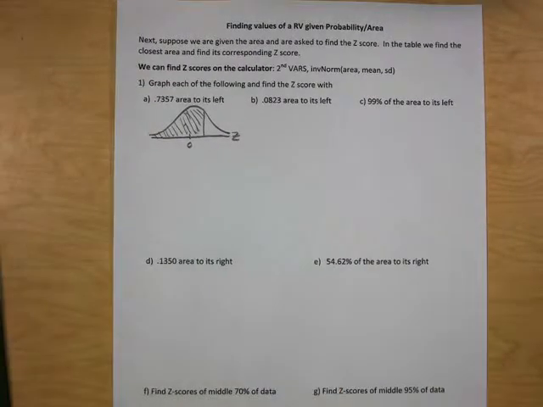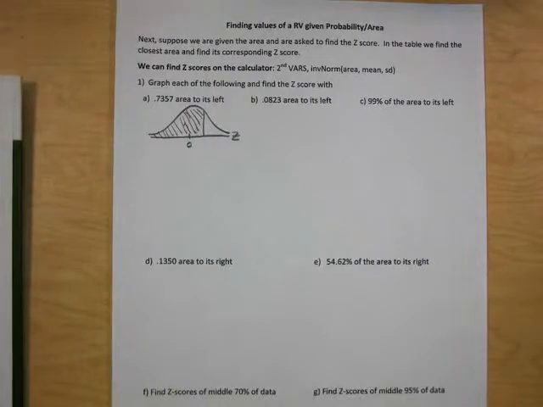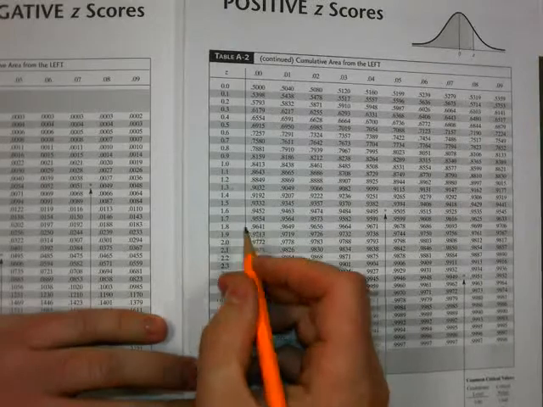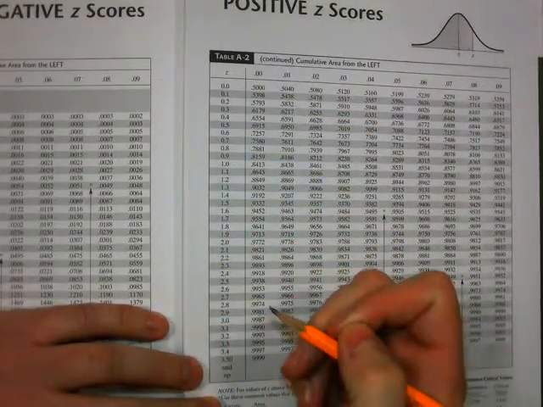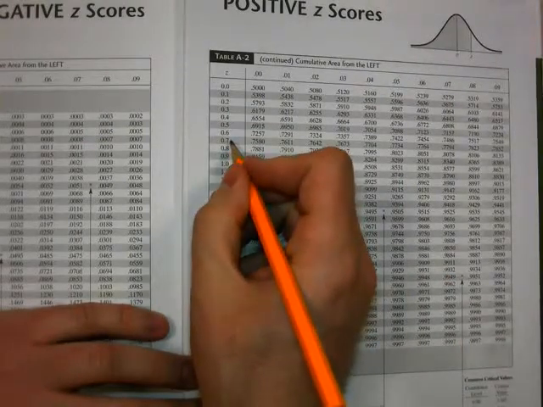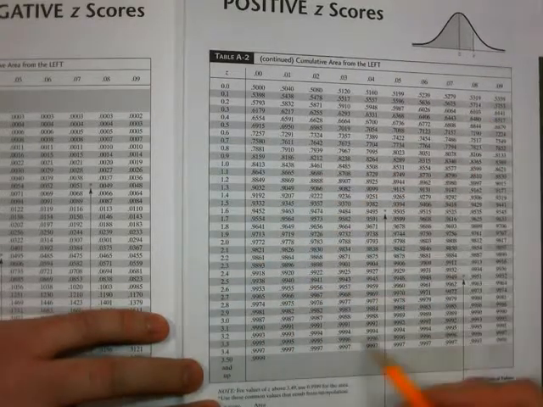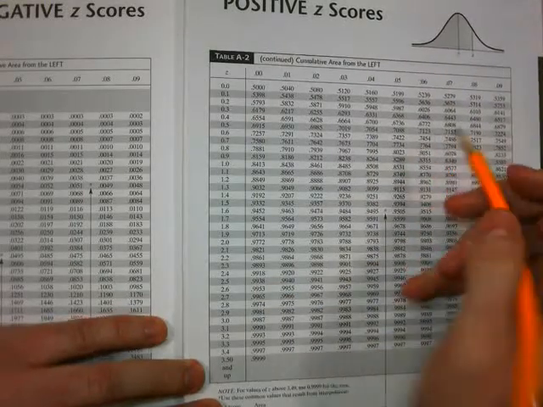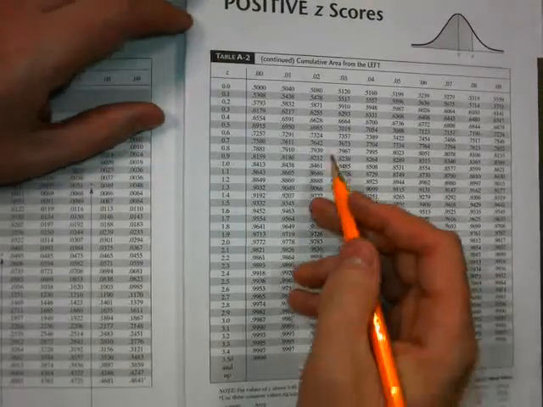So if we have 0.7357 area to its left, we can go to our z-table and find 0.7357. Now, what we don't look for is 0.7357 as a z-score because we're trying to find what z is. We're not going to say 0.73 and do anything with that, because we're given the area, which means we're given the decimal in the body of the table, not the z-score. So 0.7357, we try to find it in here.